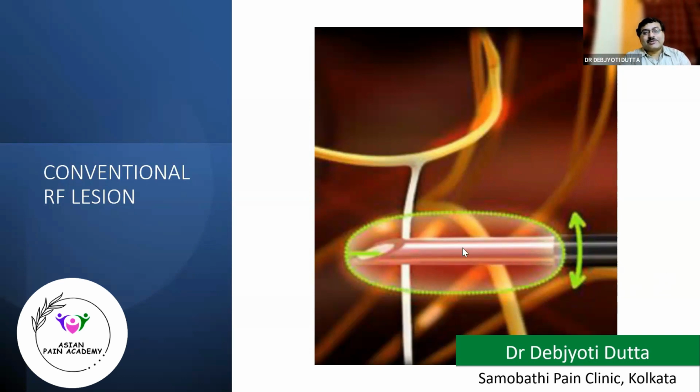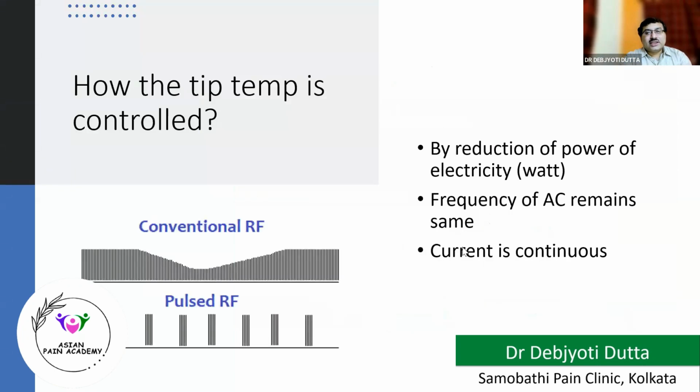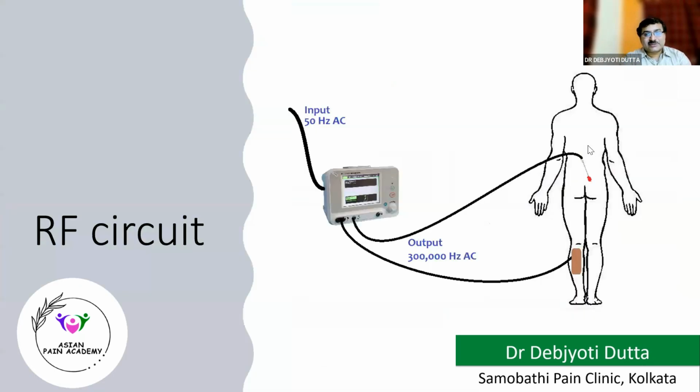So it can measure the tip temperature and it is passed to the needle. And the needle is kept close to the nerve. So the circuit is like this. That means one side has the needle, which is close to the nerve, and on the other side we have the ground pad. And this completes the circuit. And the input current is 50 hertz, whereas we are getting the 300 kilohertz current as the output.